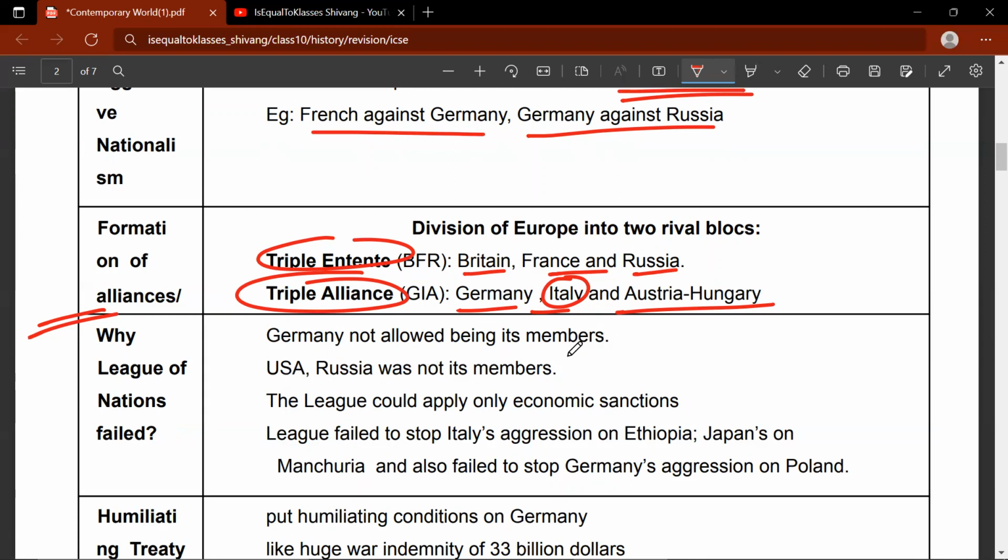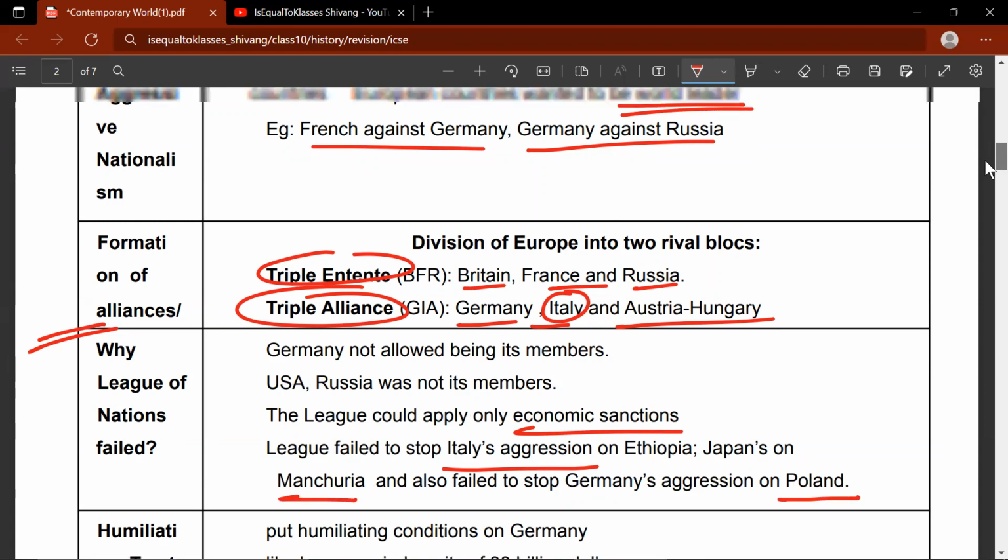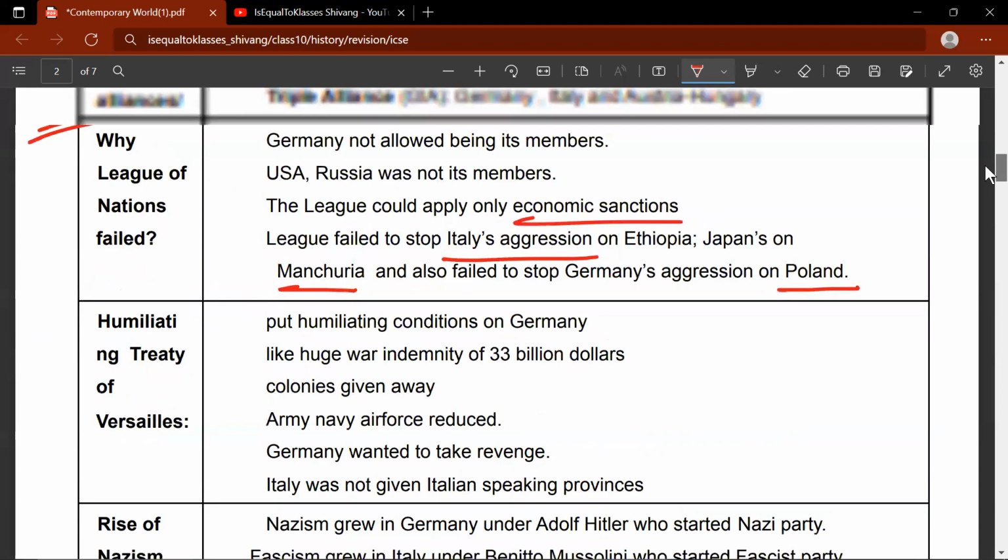USA, Russia was also not its member. The League could only apply economic sanctions and could not provide military assistance in the face of violence. The League failed to stop Italy's aggression on Ethiopia, Japan's on Manchuria, and also failed to stop Germany's aggression on Poland. So these were some of the reasons why the League of Nations failed.